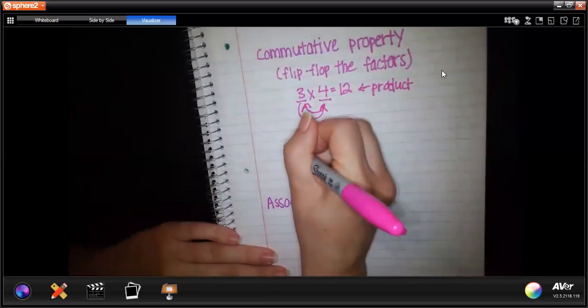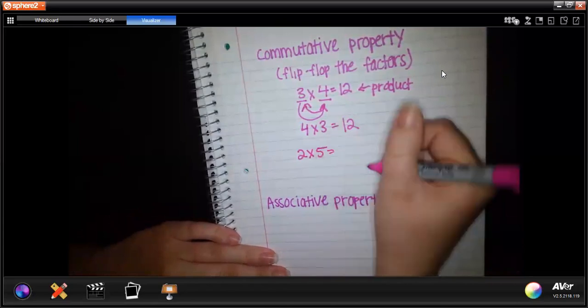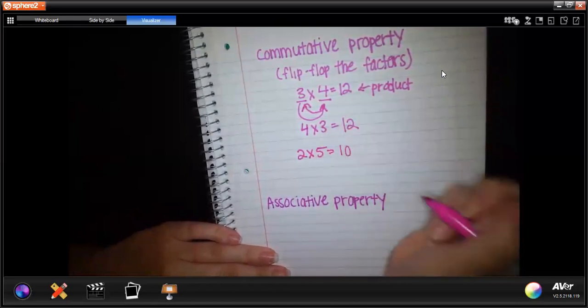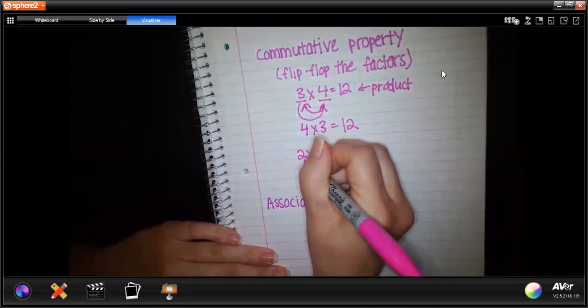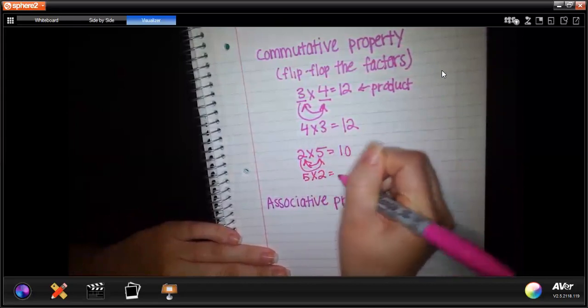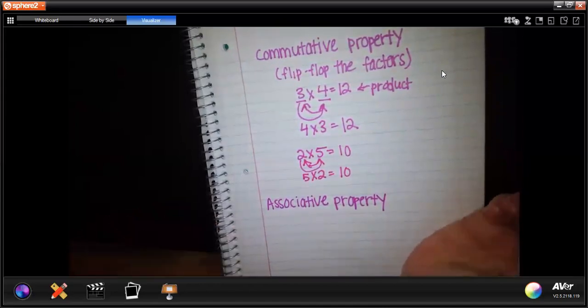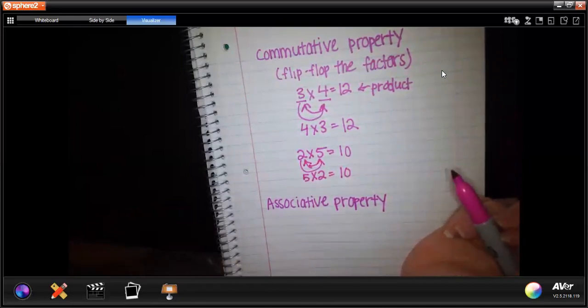Another example, we can do 2 times 5, and we know the product equals 10. And if we flip our factors and do 5 times 2, the product is still going to be 10. No matter which equation you work, whatever order the factors are in, the product will still be the same.